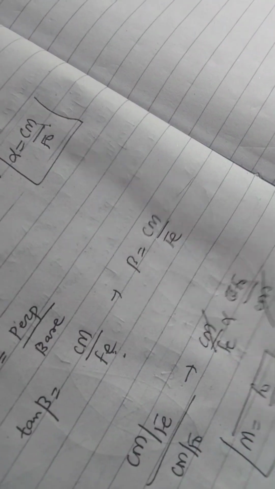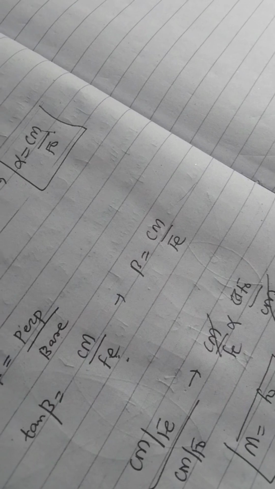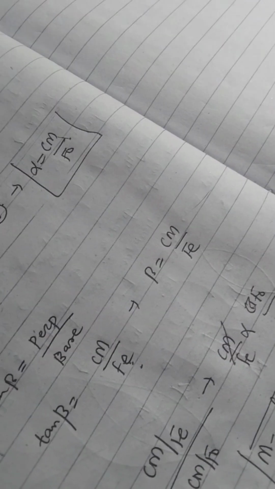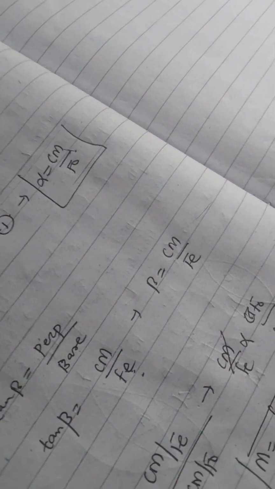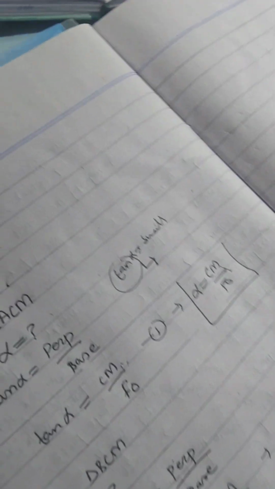The magnification is directly proportional to the focal length of the objective lens. If you increase the focal length of the objective lens, the magnification will also increase. But if you increase the focal length of the eyepiece, the magnification will decrease. So I hope the working and the construction of this telescope is all clear to you.